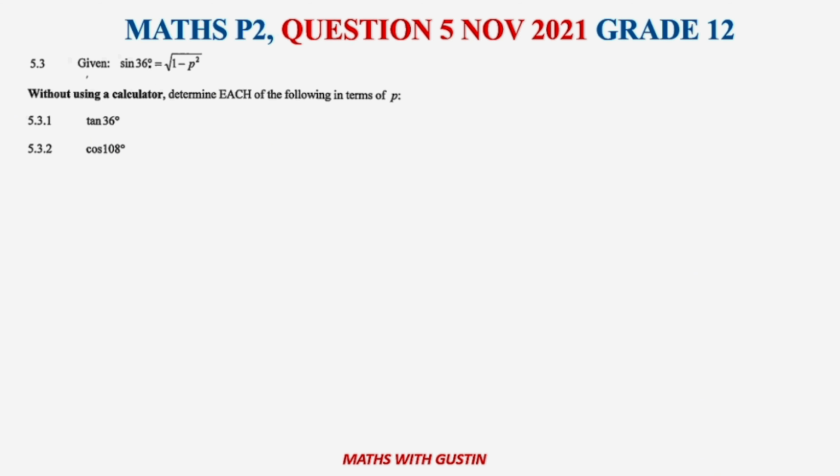5.3 says that if we are given that sine 36 is equal to this, without the use of the calculator we need to find tan 36 and then cos 180. Immediately when they say without the use of the calculator, guys, you know that you need to draw a diagram to assist you. So now we are going to draw a diagram.